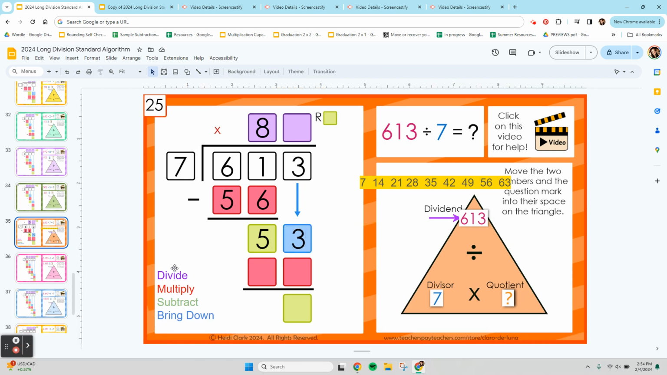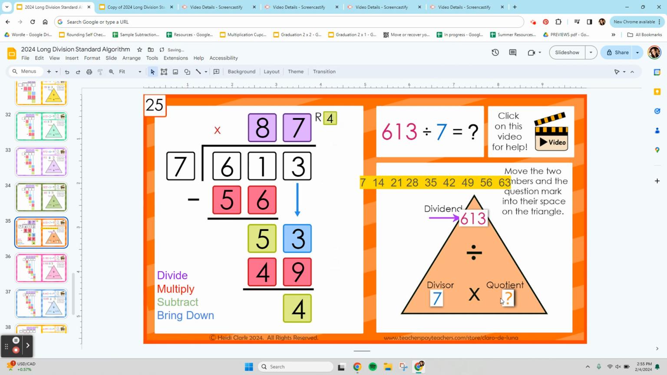Okay, so our next step is to divide 53 divided by 7. How many times can you skip count your 7 until you get close to 53, but you do not go over? 1, 2, 3, 4, 5, 6, 7 times. 53 divided by 7 is 7. 7 times 7 is 49. And then you're going to subtract to find your remainder. 53 minus 49 is 4. And put that 4 up here.